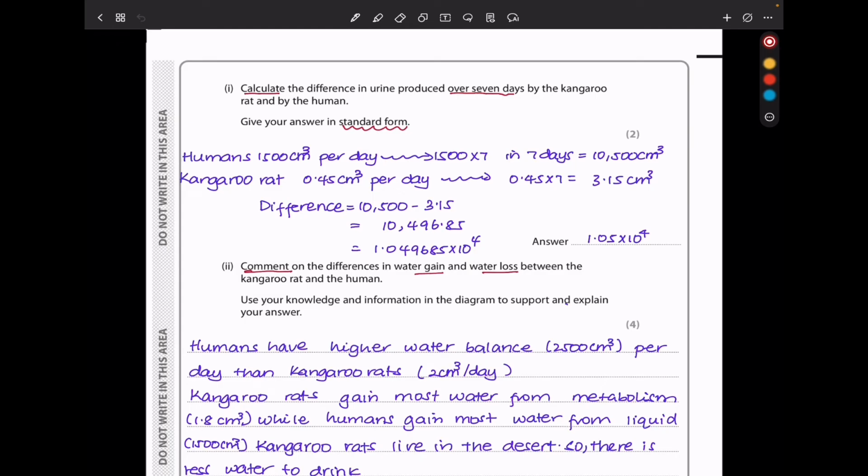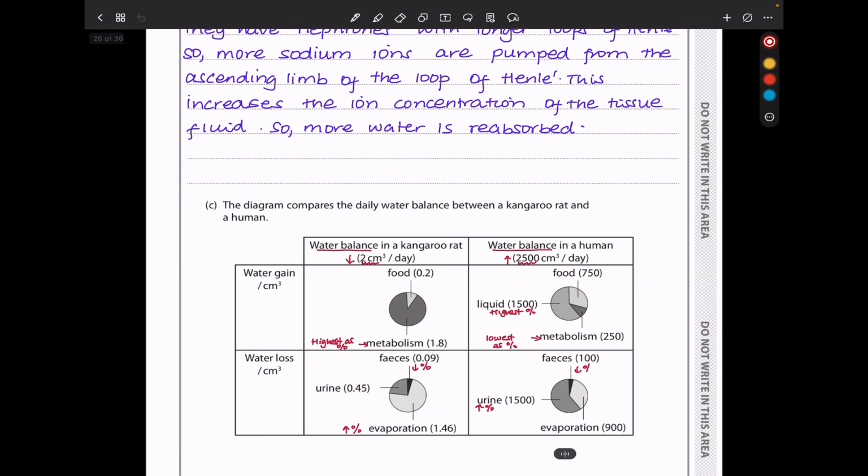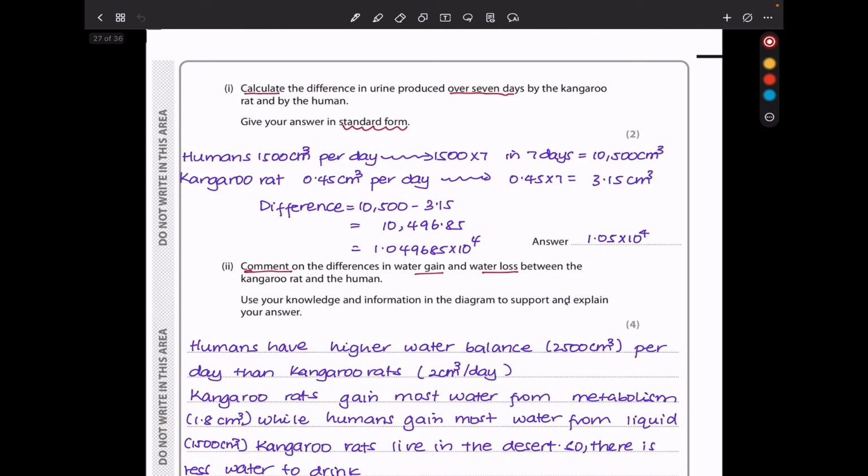Next, they say calculate the difference in urine produced over 7 days by the kangaroo rat and by the human. They want you to give your answer in standard form. So we saw from the table humans produce 1,500 per day, and in a week it's going to be 1,500 times 7, which gives us that volume. The kangaroo rat produces 0.45. If I take you back, humans have the urine, 1,500, and the kangaroo is going to be that. So for the kangaroo, it's going to be 0.45 per day times 7, 3.15. And then the difference is going to be that minus that, giving us this.